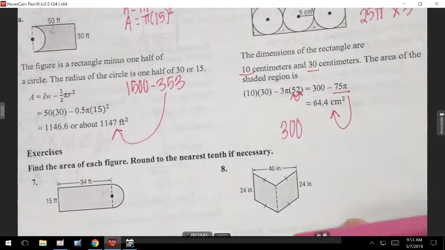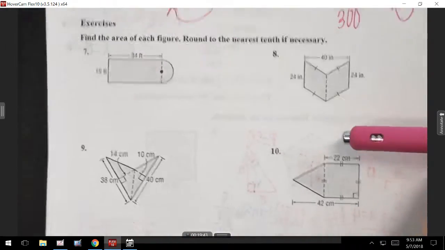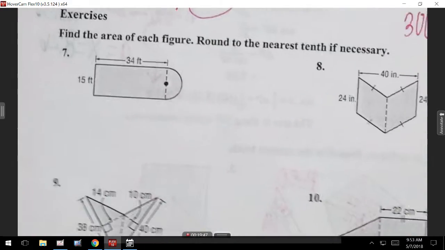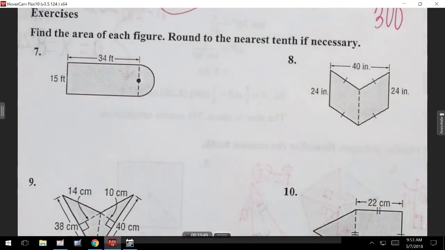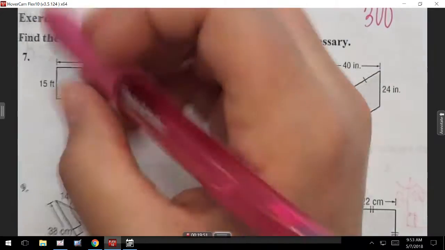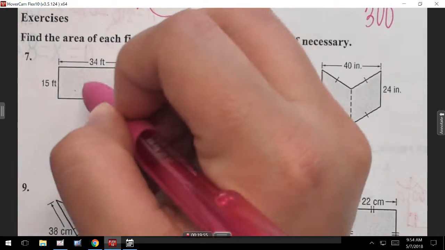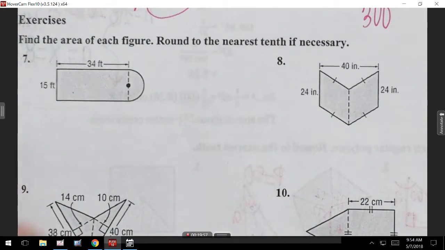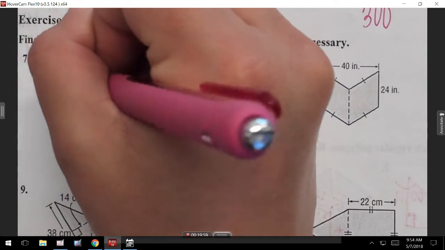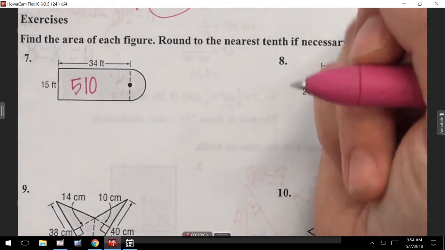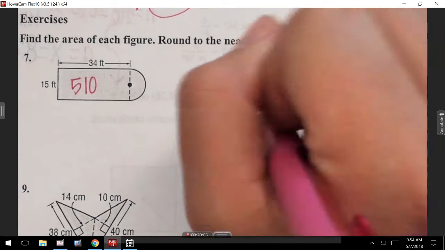Okay, so let's look at number 7. We're finding the whole area. We're not subtracting anything. Okay, we're finding the whole thing. So I personally like to write the area of each one in the shape I'm finding. So this one is 15 times 34. So I'm going to write it here. That tells me that I found just that shape. Does that make sense? That's just a me thing. You don't have to do that.